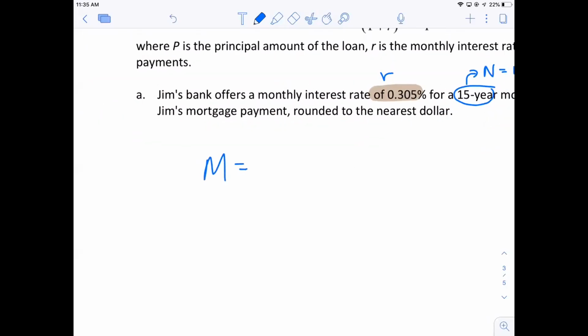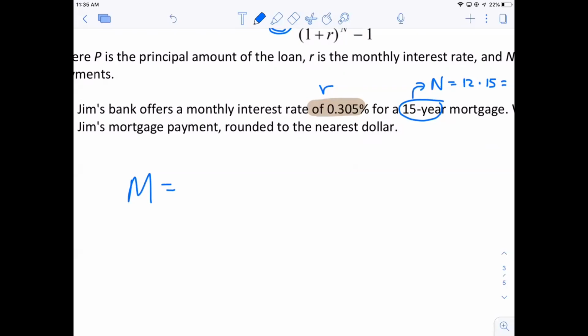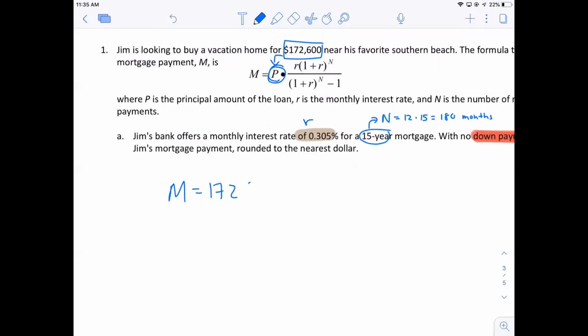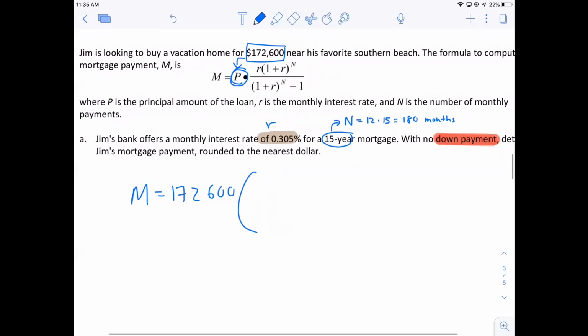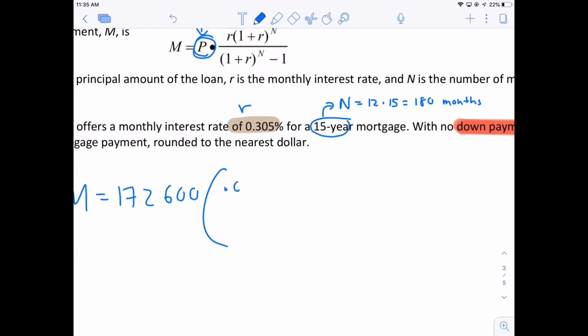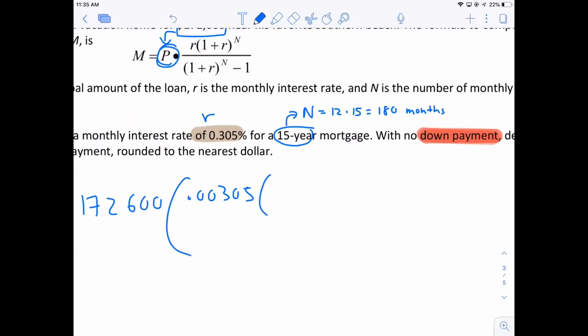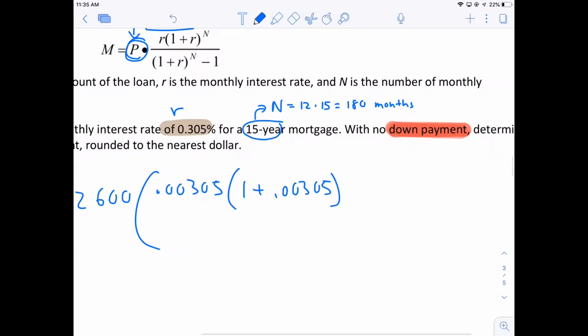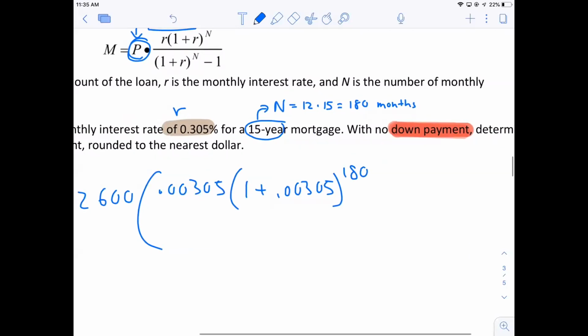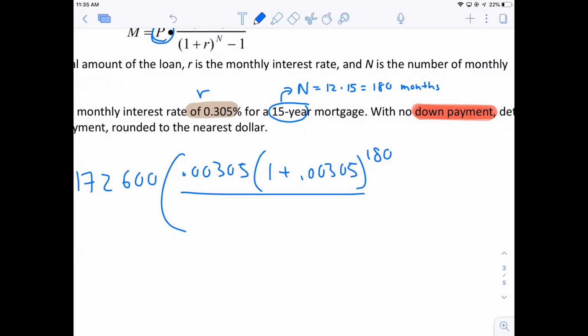M is equal to P, which was 172,600, times our rate, 0.00305, times 1 plus 0.00305, all raised to the 180th power, divided by 1 plus 0.00305 raised to the 180 minus 1, close parentheses.